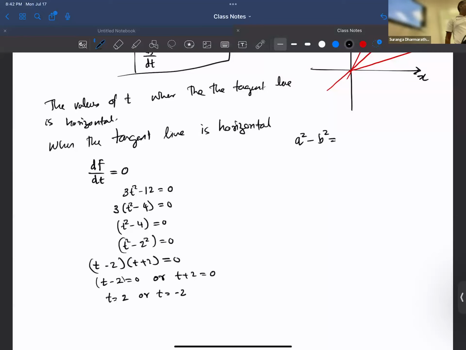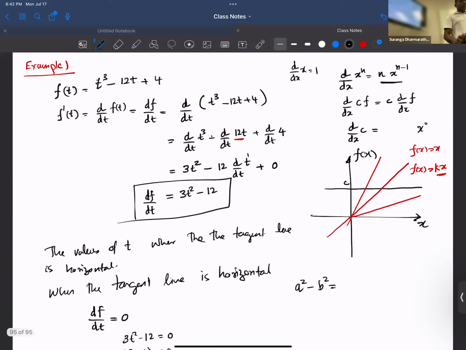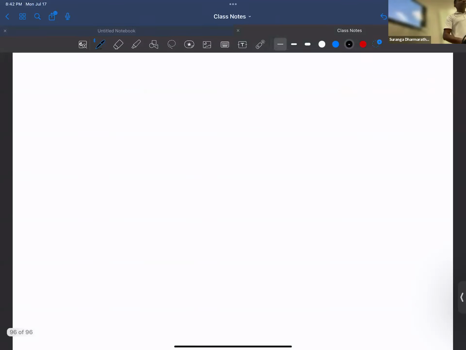Does that make sense to everybody? Derivative is easy. Differentiation is easy actually. Shall we do another one? Any questions from the previous? Okay, let's do another one. And I'm going slow because I want you to understand this, okay?